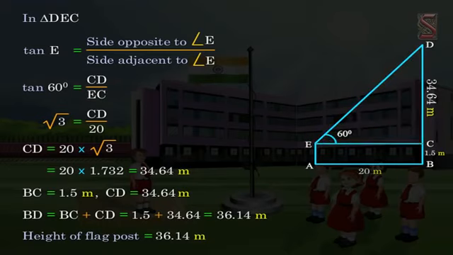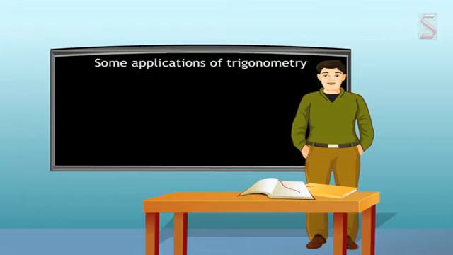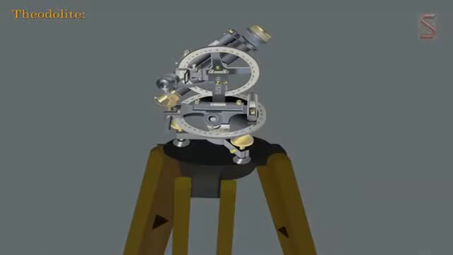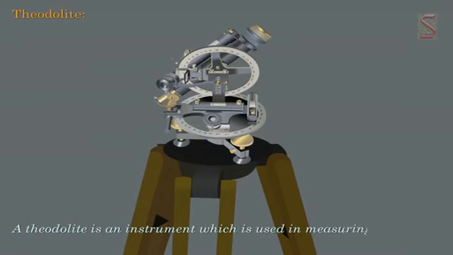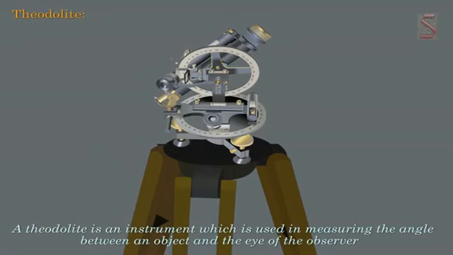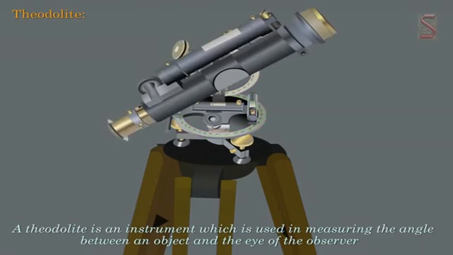If one side and one acute angle are known, we can find the other sides of the triangle using trigonometrical ratios. Let us define a few terms which are very often used in finding the heights and distances. A theodolite is an instrument which is used in measuring the angle between an object and the eye of the observer. A theodolite consists of two graduated wheels placed at right angles to each other and a telescope.